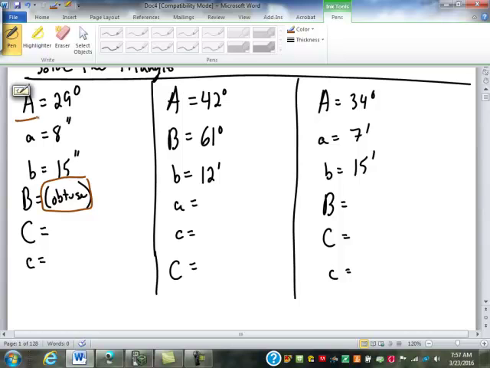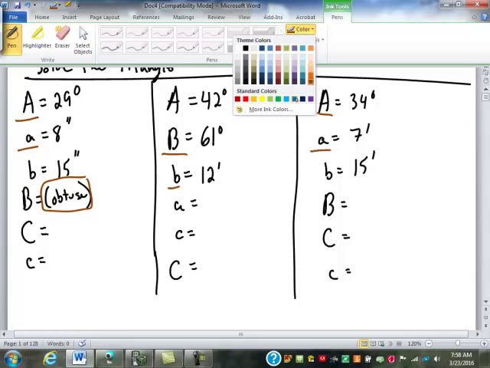I have an angle and its opposite side, right? Which I have to have, or I can't use the law of sines. All of these, you'll notice there's an angle and its opposite side. All of them have that pair. The third piece of information can either be another angle or another side. But when that third piece of information is a second side, we have to watch for what?